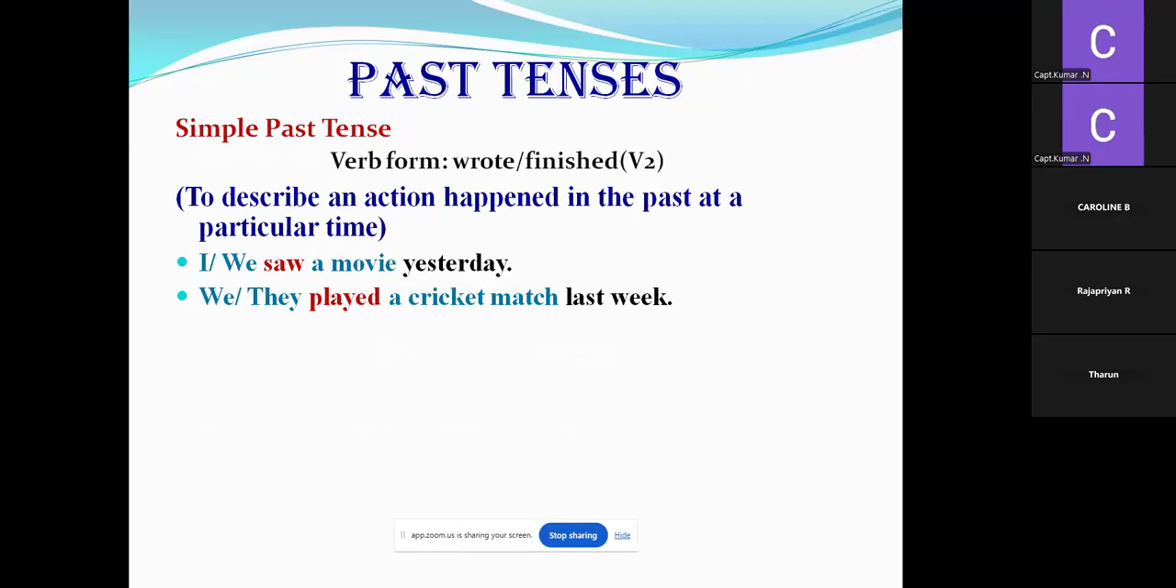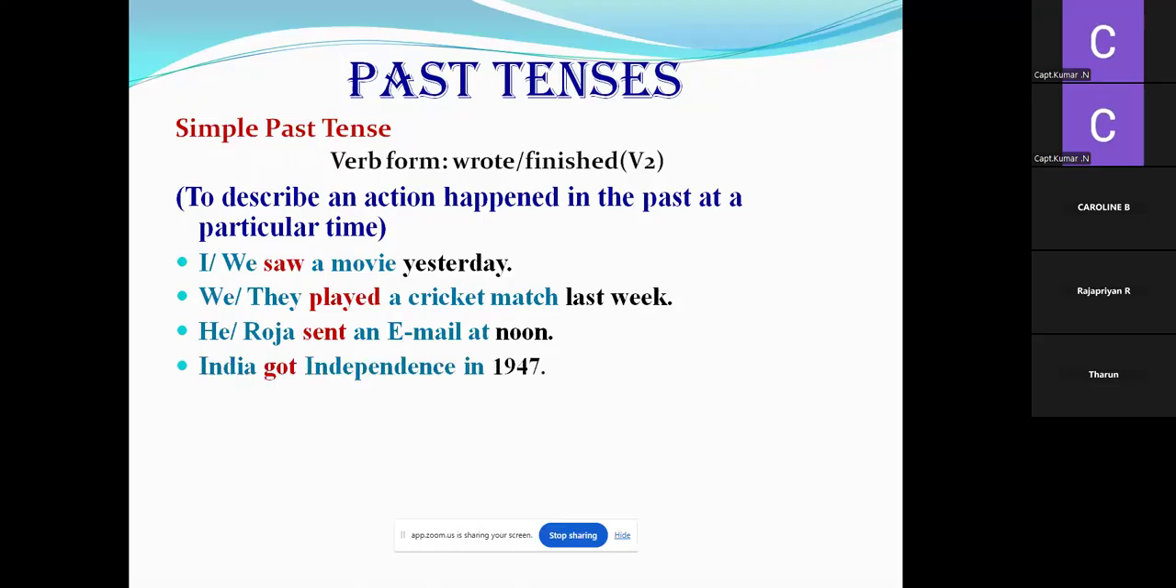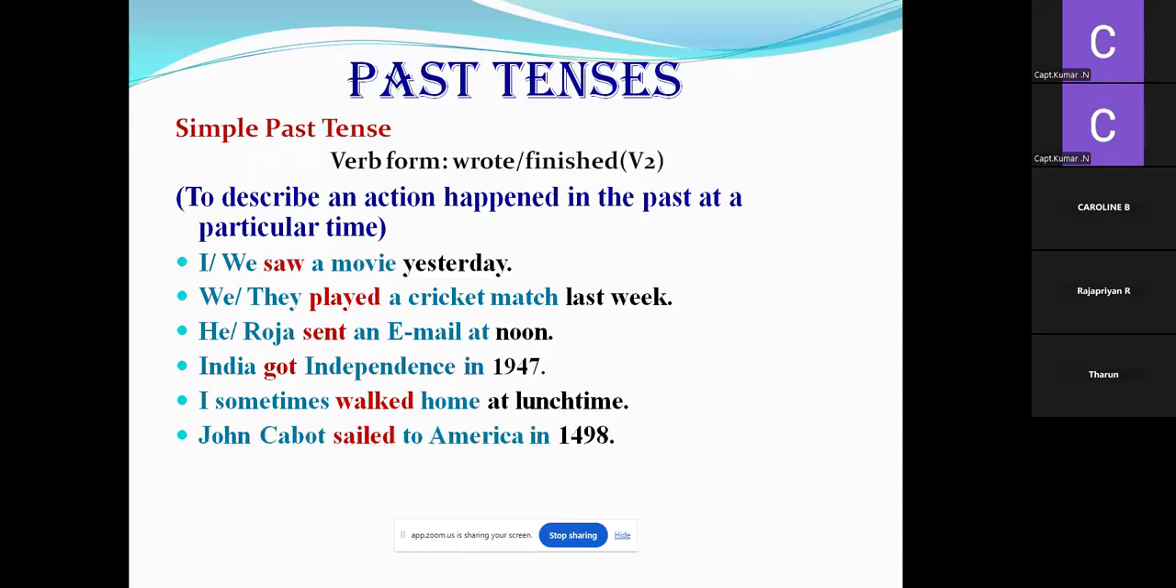See the examples. We saw a movie yesterday. They played a cricket match last week. Roja sent an email at noon. Here, noon indicates exact 12 o'clock. India got independence in 1947. I sometimes walked home at lunchtime. John Cabot sailed to America in 1498. She finished her work at 7 o'clock.